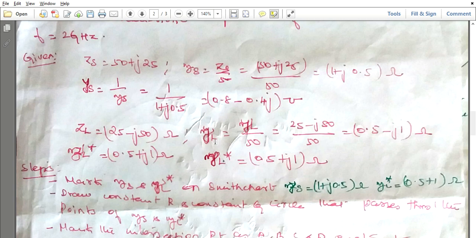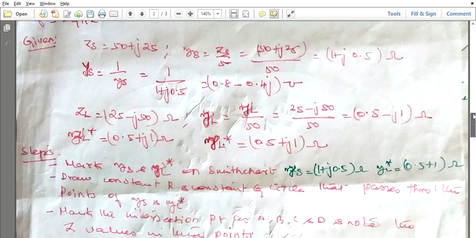By having ZS and ZL, you can calculate YS and YL, which are the reciprocals of the impedances, right? YS is equal to 1 by ZS and YL is equal to 1 by ZL, right? This is the first step.